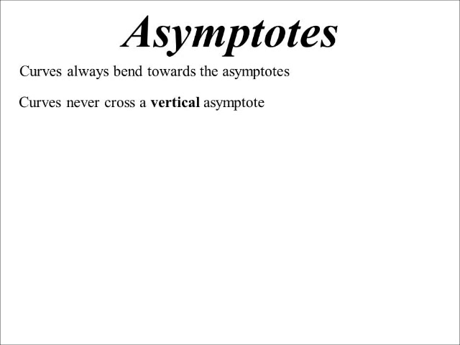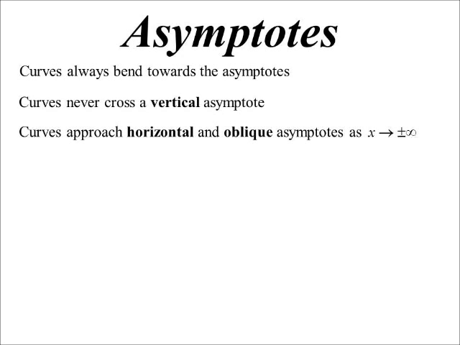Curves will never cut a vertical asymptote, because a vertical asymptote is telling you an exclusion in the domain. So it can never exist there. But one of the most common mistakes is this one. Curves approach horizontal and oblique asymptotes. You know what I mean by oblique? Right? So lines at an angle. They approach them out at infinity. So they are allowed to cross them somewhere which is not close to infinity.